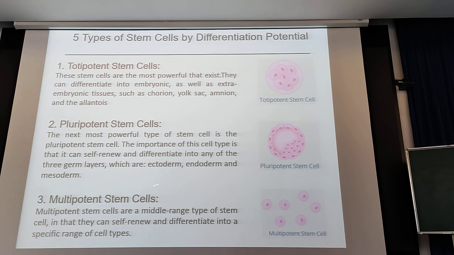Multipotent stem cell can differentiate to a certain range of cell lines. It's not as powerful as pluripotent stem cells; it can only be differentiated to a certain site.